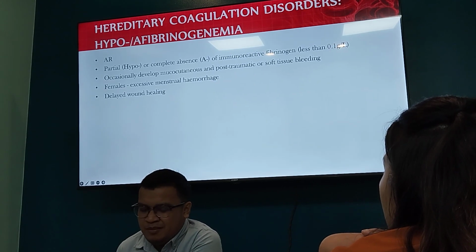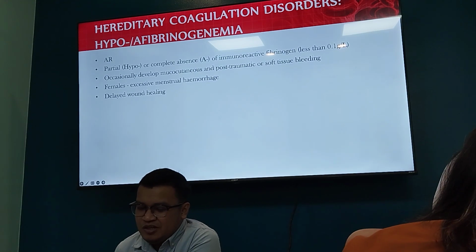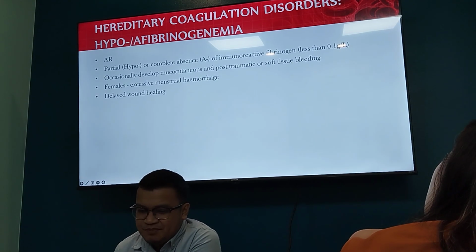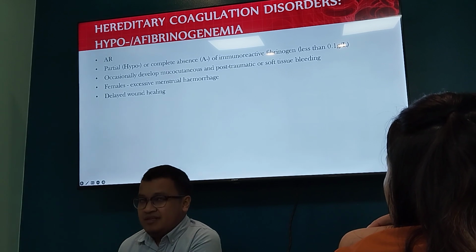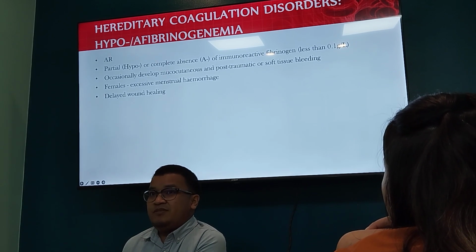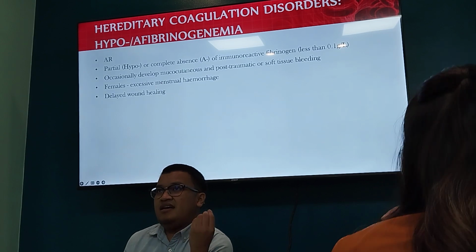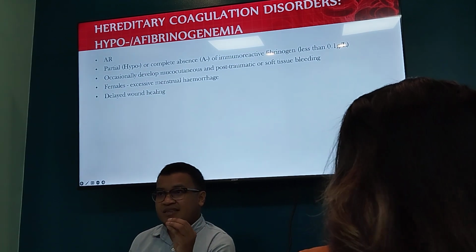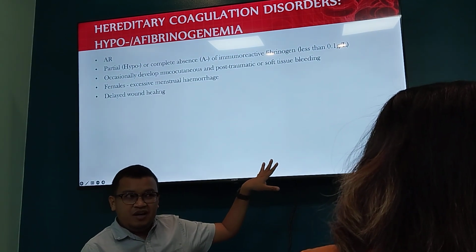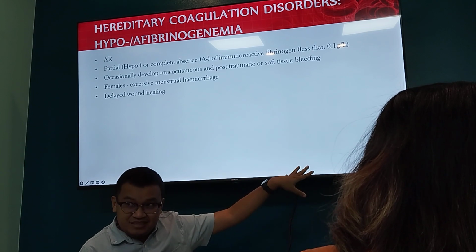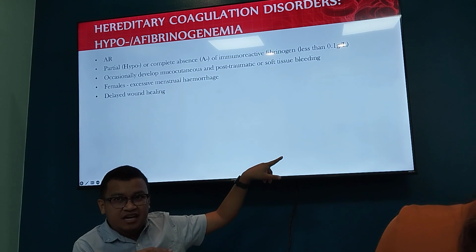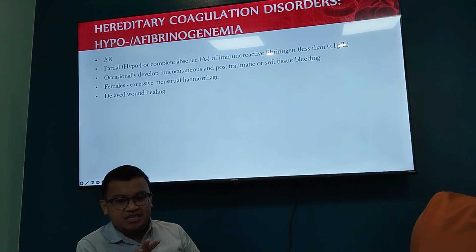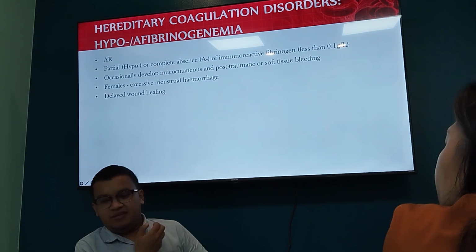So, itong mga minor na lang na bleeding disorders. So, hypo or afibrinogenemia. So, ano ba yung fibrinogen? Fibrinogen ay nandun sa coagulation cascade natin. Siya yung last. Siya si factor 1. So, definitely, kung wala siya or mababa siya, it will cause bleeding.